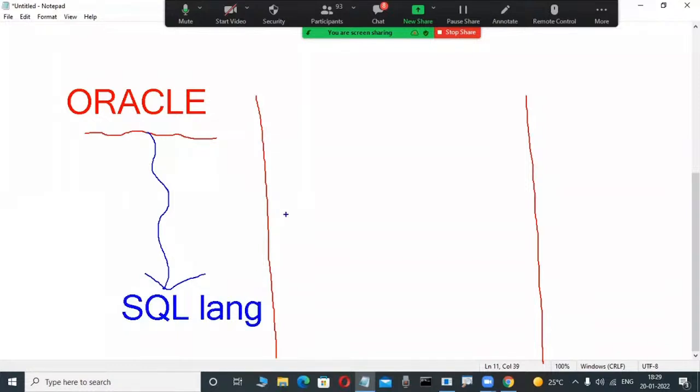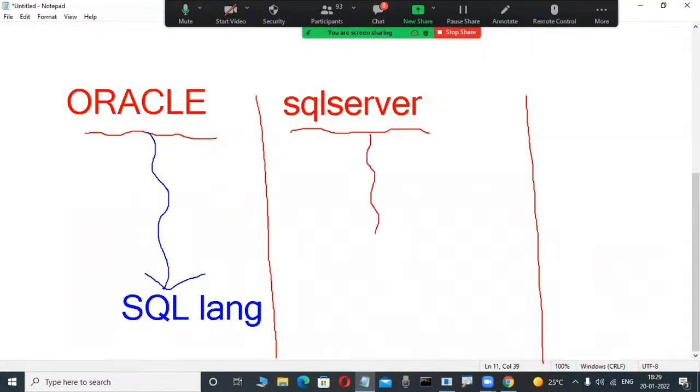Suppose in my company another project also exists, which is also a relational database product from Microsoft. That is SQL Server. Some employees are working on the SQL Server product, which is also a database product, like Oracle. To operate that SQL Server, they use one language only. What is that language? SQL is a language.